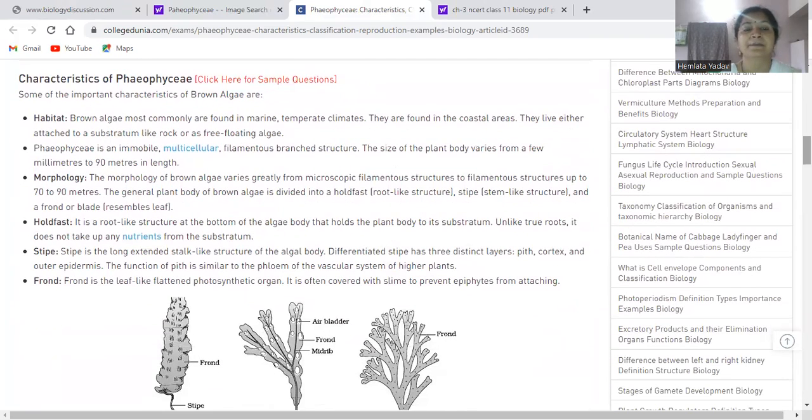The characteristics: habitat is mostly marine. We have seen that very few are freshwater. They are immobile because they are macroscopic structures, so they need to be fixed to the substratum.